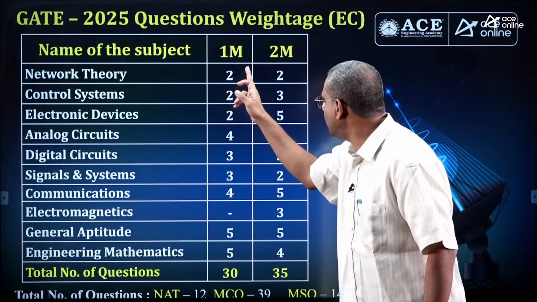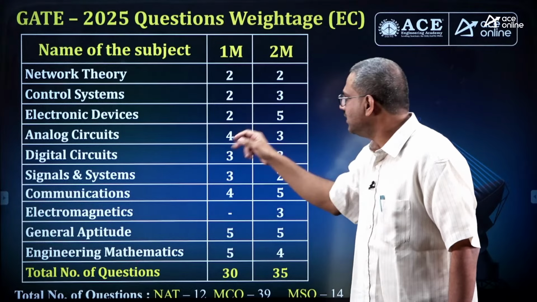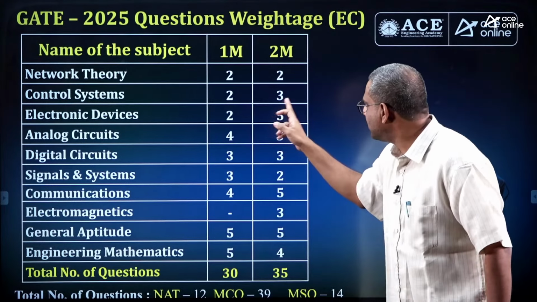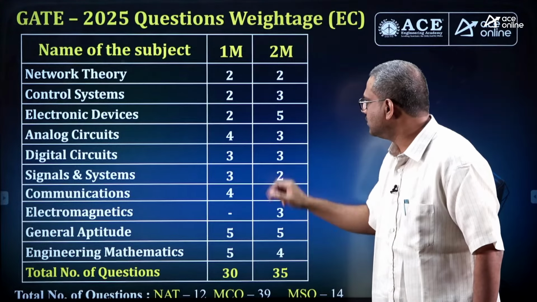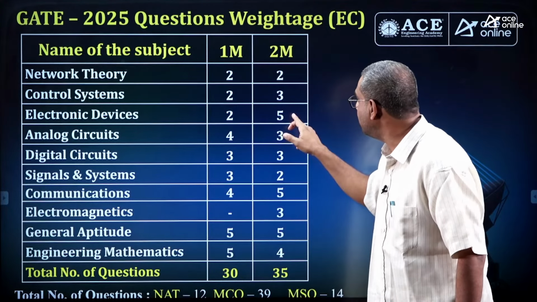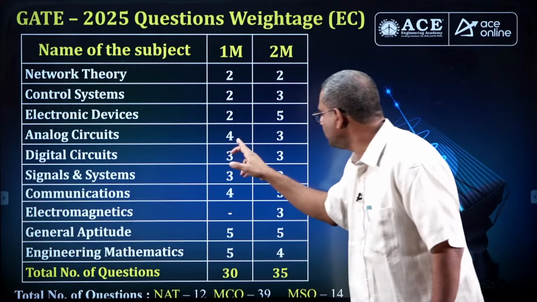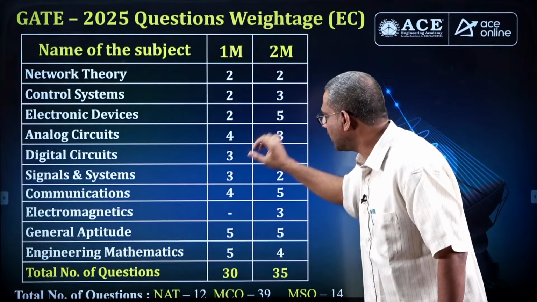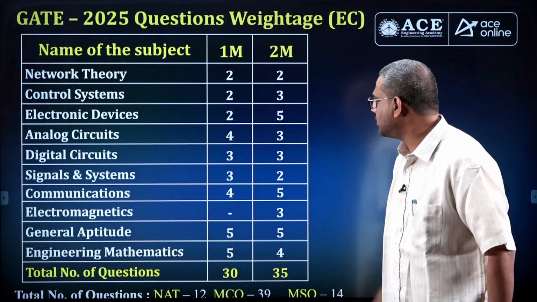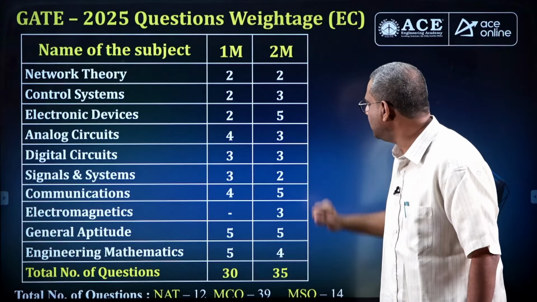Network theory: 2 one-mark and 2 two-mark questions. Control systems: 2 one-mark and 3 two-mark questions. Electronic devices, highly dominant: 2 one-mark and 5 two-mark. Analog circuits: 4 one-mark and 3 two-mark. This is core. Digital circuits is again 3 one-mark and 3 two-mark.